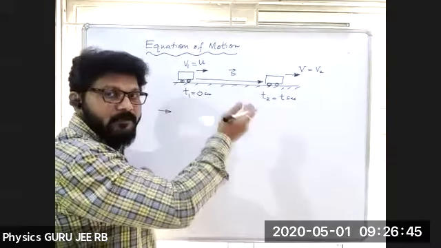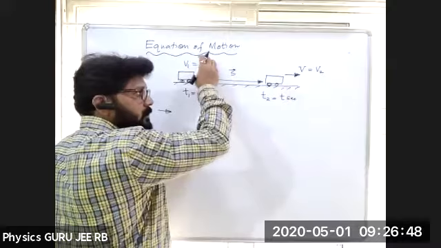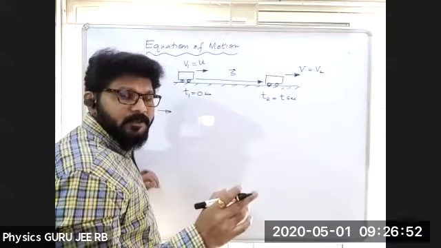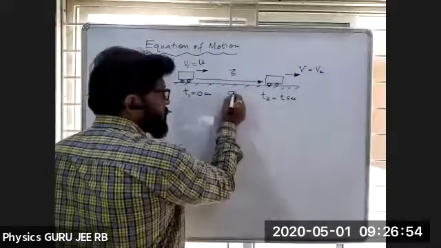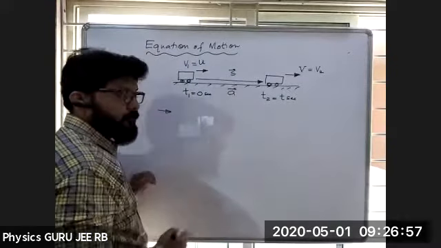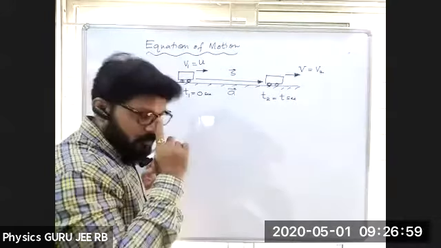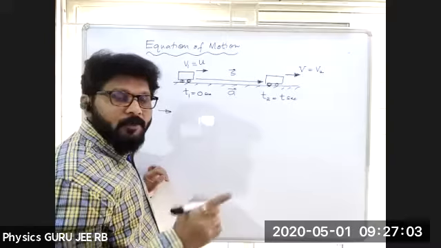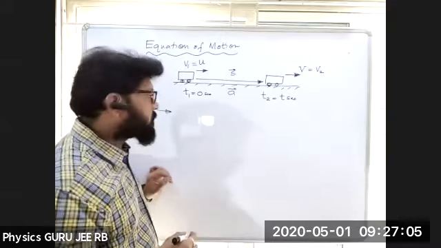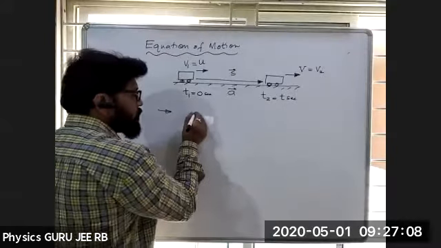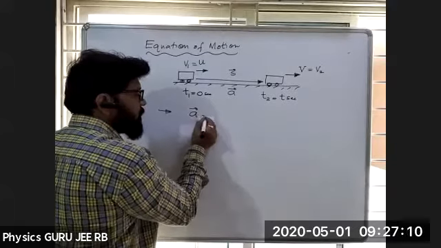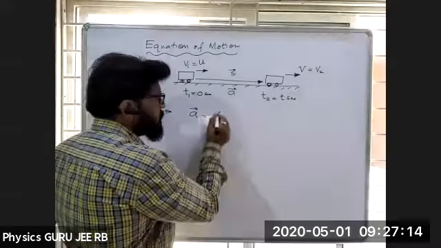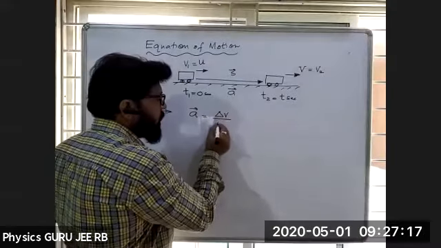There is a change in velocity. After some time, this is initial velocity, that is final velocity. Whenever there is a change in velocity, there will be acceleration, right? We'll be getting acceleration. According to the definition of acceleration, acceleration is rate of change of velocity, that is nothing but delta v by delta t.